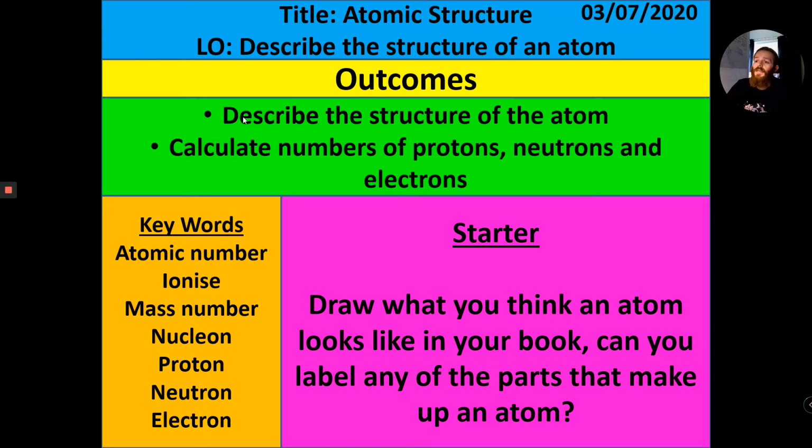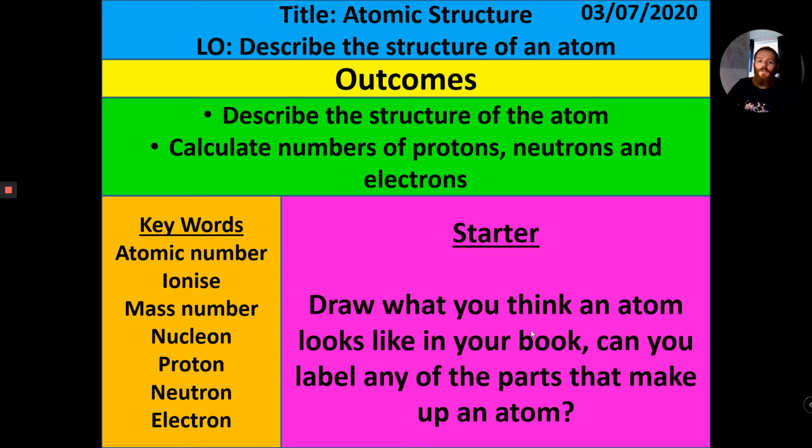You can see here the outcomes are to describe the structure of the atom and to calculate numbers of protons, neutrons, and electrons. You've probably done a little bit about the structure of the atom before. It does you no harm to go over it again though. There are some key words down at the bottom: atomic number, ionize, mass number, nucleon, proton, neutron, and electron.